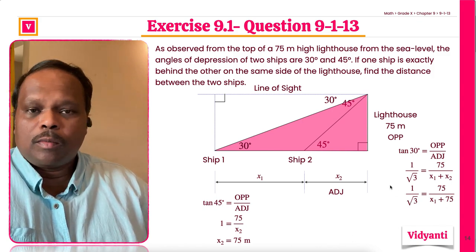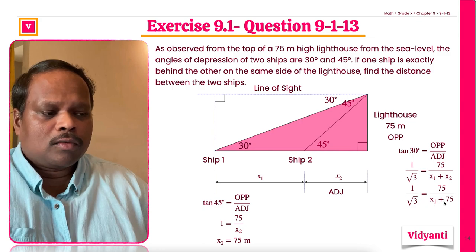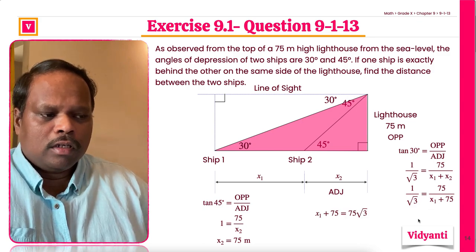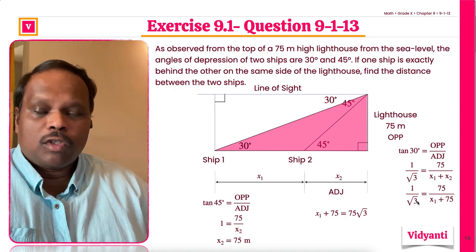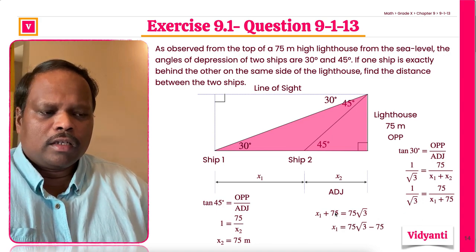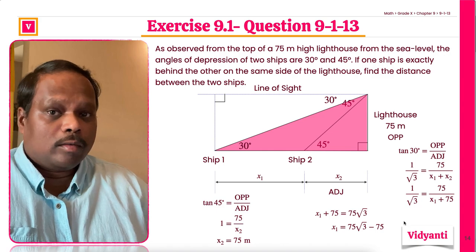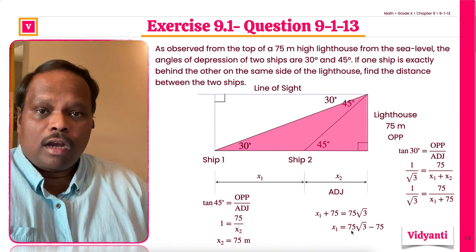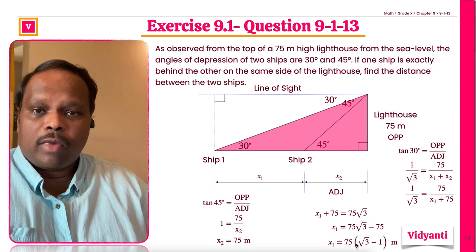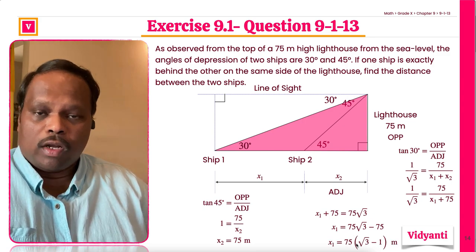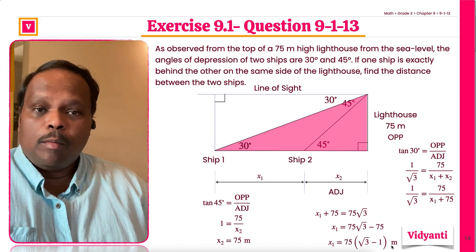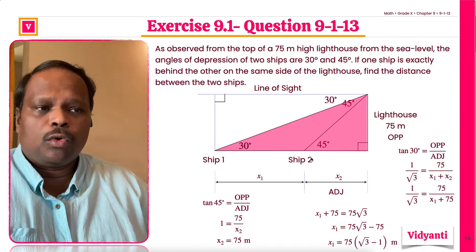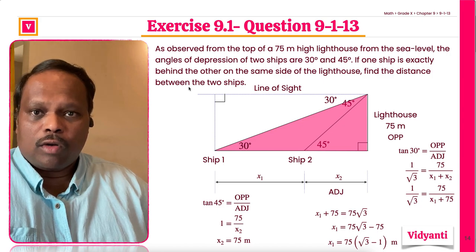And now let us cross multiply that one: x1 plus 75, times 1, this diagonal, is equal to 75 times root 3. Now we can take this 75 to the opposite side, it will become negative 75. And if you want, you can take 75 common, that would be 75 in brackets (root 3 minus 1). The unit will be meters, and that is the distance between ship 1 and ship 2. And that's exactly what we have been asked.